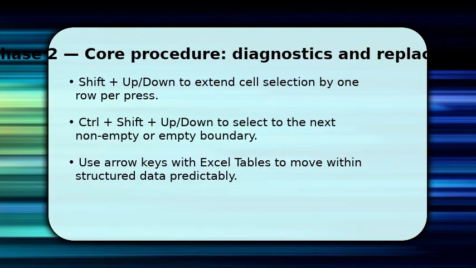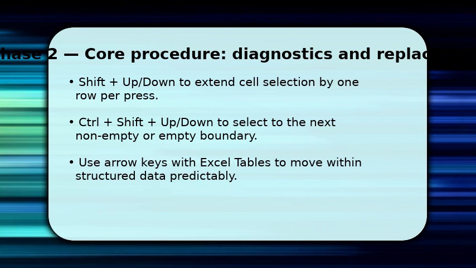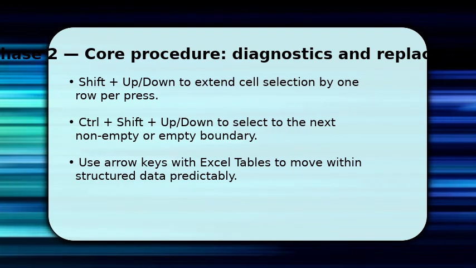Now you expand selections and work with ranges. You press Shift with up or down to extend the active selection row by row. This is perfect for quick highlighting. Once comfortable, combine Control plus Shift plus up/down to select all the way to the next data boundary. Very useful when copying or formatting large blocks.